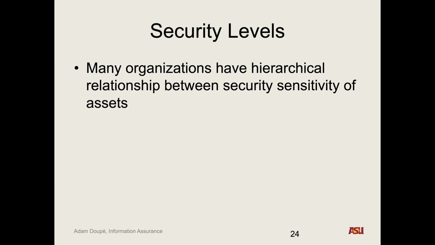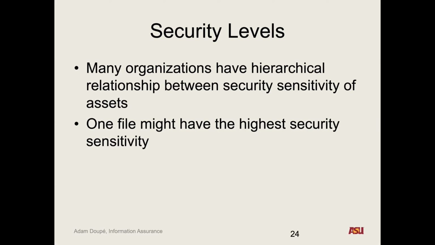There's often this hierarchical relationship between assets and how security sensitive they are. One file could have very high security sensitivity. So what would be examples of some files in either a company context or a military context that would have the highest possible security sensitivity? Maybe quarterly financial reports. Say that again. Quarterly financial reports. Yeah, quarterly financial reports, social security numbers of your users, launch codes of the nuclear devices. Anything else?